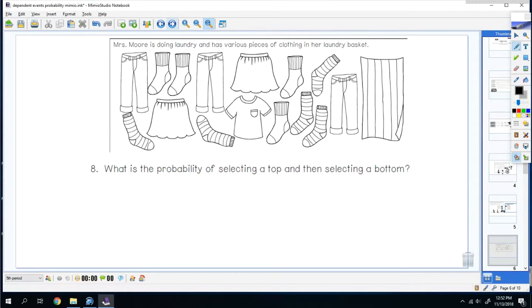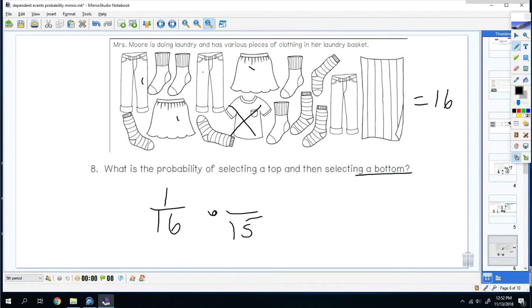So Miss Moore is doing some laundry, and she's going to do some probability while she's doing that. It says, what's the probability of selecting a top then a bottom? Well, there's 16 items. One of them is a top, so it'd be 1 out of 16. You take that top away, so now there's 15 items. And then the probability of getting a bottom. So there's 1, 2, 3, 4, 5 bottoms. So you multiply it. And I'll simplify it first. That'd be 1/3. So it'd be 1/48 is the answer.